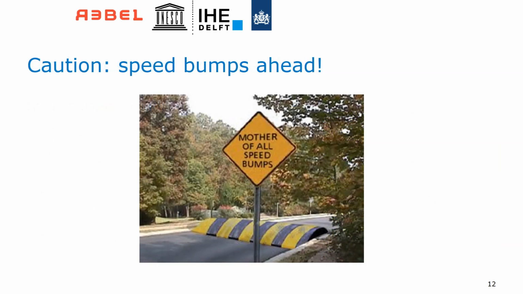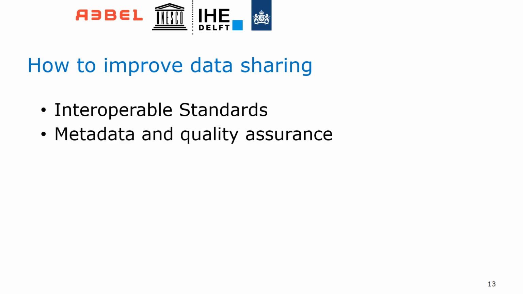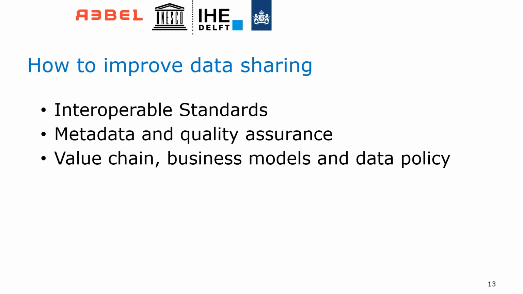That all sounds great, but unfortunately there are huge speed bumps like in a real road infrastructure. So in the next videos we are going to look at how to tackle these speed bumps by looking at interoperable standards, metadata and quality assurance, and the value chain business models and data policy.